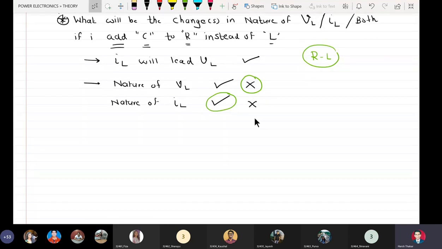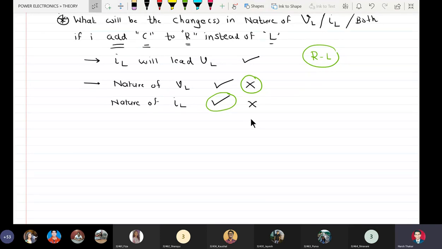No, sir. If they are not the same, right? The first point which you told is that IL will lead VL. In the previous case, IL will lag VL. So when IL lagged VL, in case of an inductive load, the nature of VL did not change, but the nature of IL changed. And if you accept that the capacitor is exactly opposite in nature to an inductor, exactly opposite should happen here, right? So if the nature of VL did not change and IL changed for RL load, then the situation should exactly reverse if I add a capacitor.